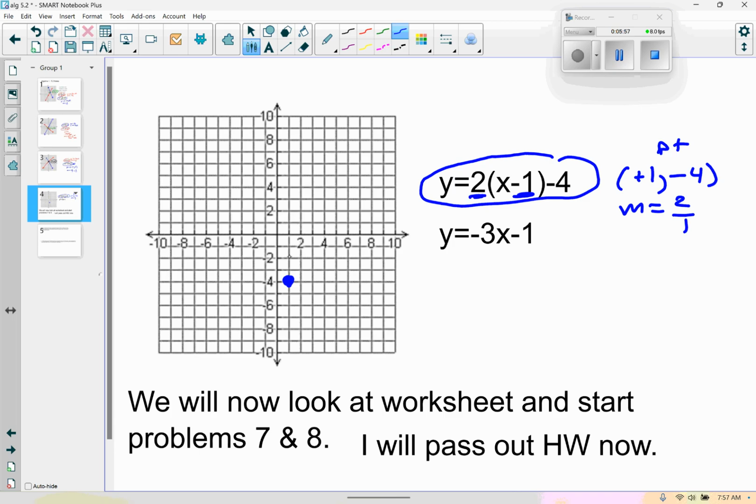So I'm going to go up 2, right 1, up 2, right 1, up 2, right 1, up 2, right 1. I could also go down 2, left 1, down 2, left 1. And we have all of these values right there. So there's our line.